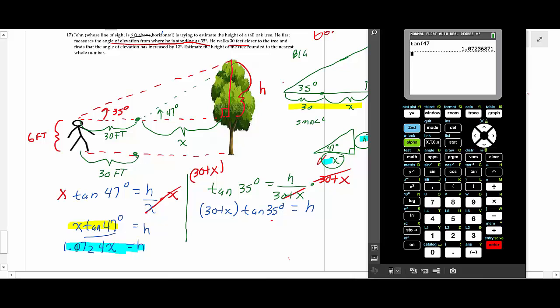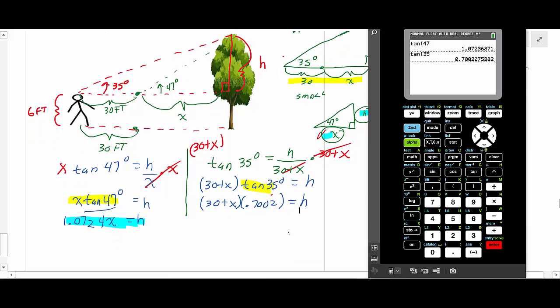And let's just use decimals. Okay, let's do the same thing here. Let's do the tangent of 35. So do tangent of 35 on the calculator, round it to like 4 decimals. So I'm going to end up having this. I'll have 30 plus x times 0.7002 is equal to h. And then I'm going to do a distributive property and just work that out like that.